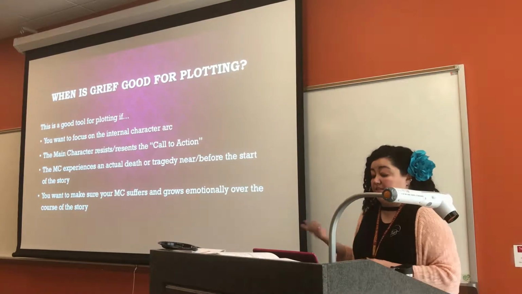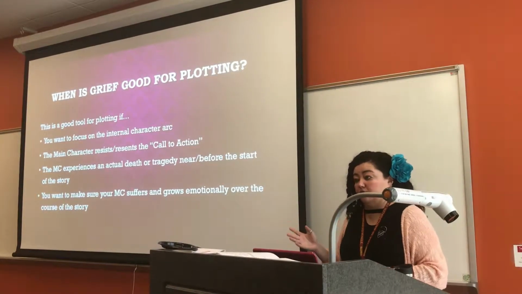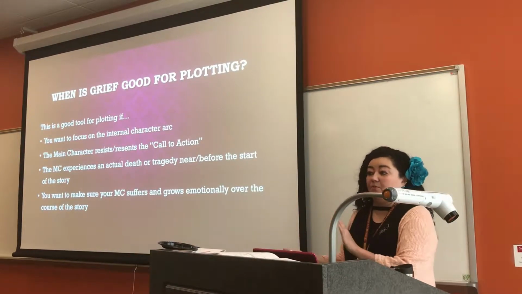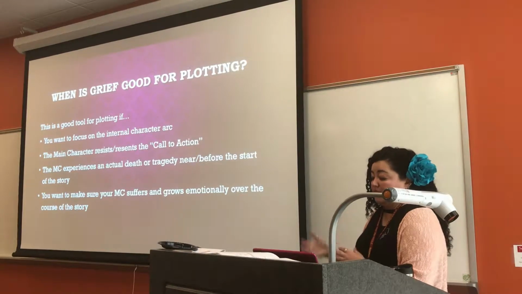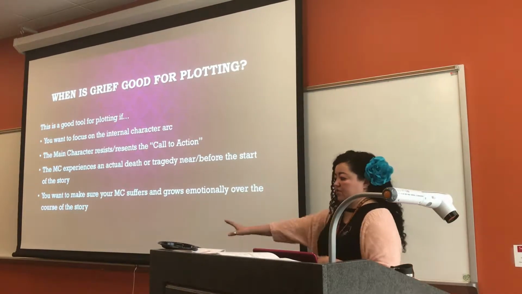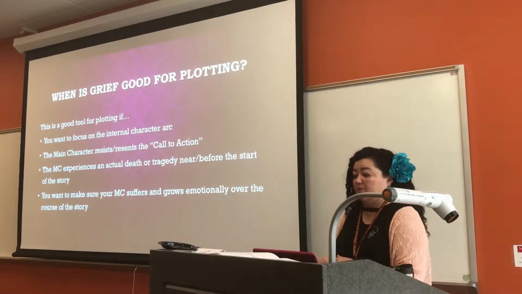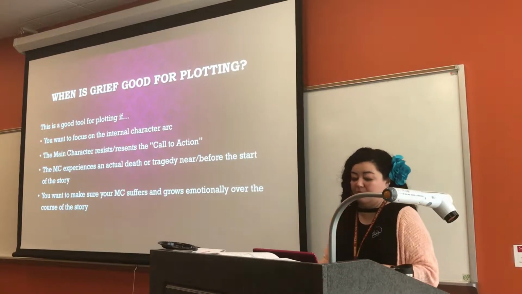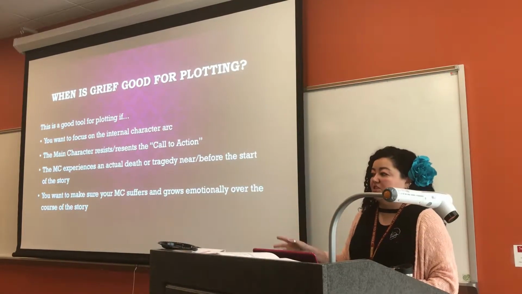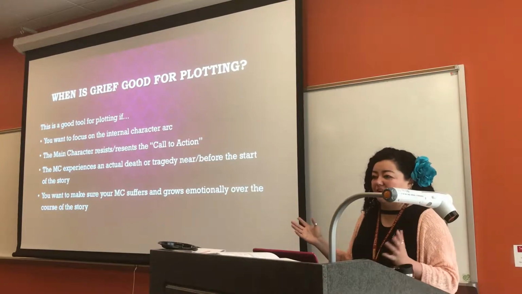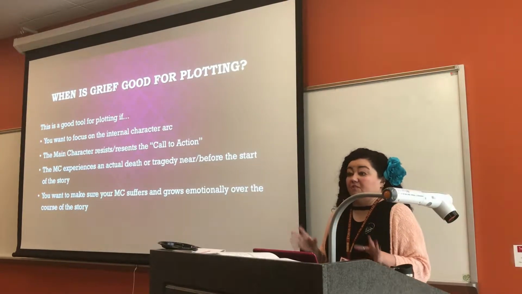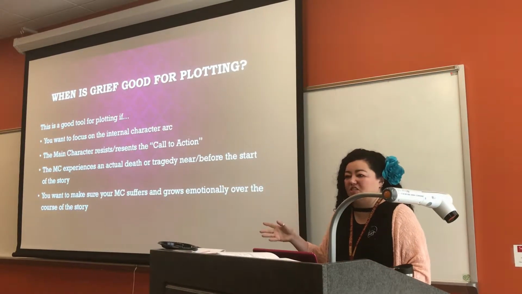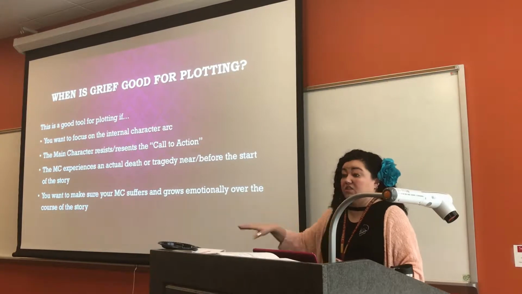The main character experiences an actual death or tragedy near or before the start of the story. Most likely, if you're doing that, it's because that death is an important event to the story. But it's not just, oh, this death happened and that triggers them into motion. Yes, that is part of it, but how does that death affect them emotionally throughout the rest of the story? One of my biggest pet peeves is when I'm watching a TV show, and an important side character gets killed off, and maybe they talk about it for that episode, but then never again. Maybe one more reference later in the season, but then it's done.